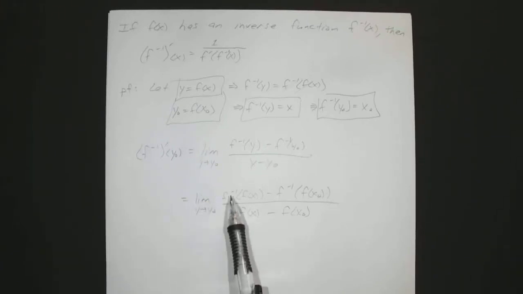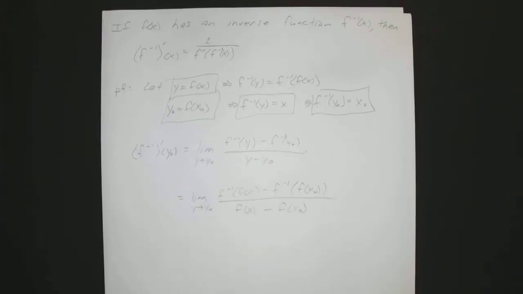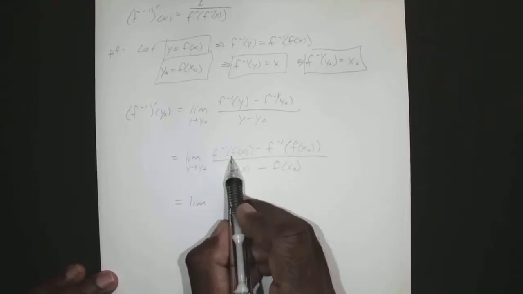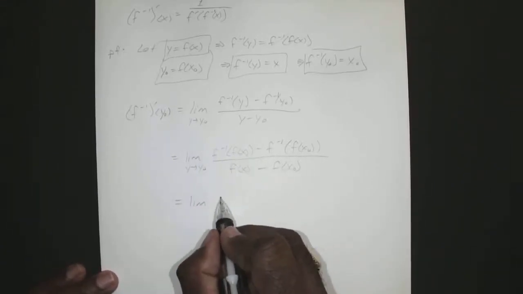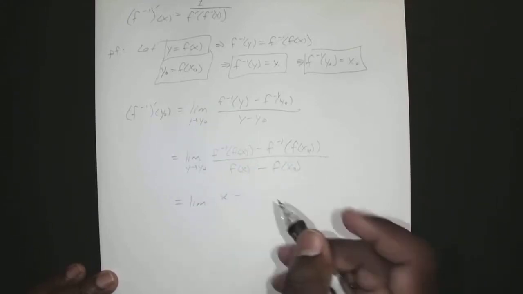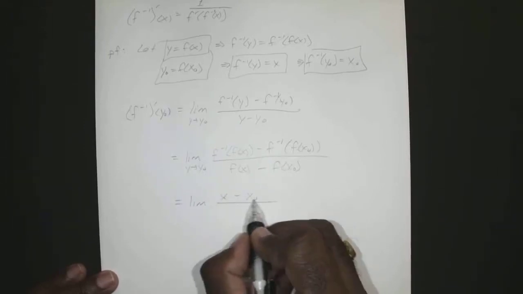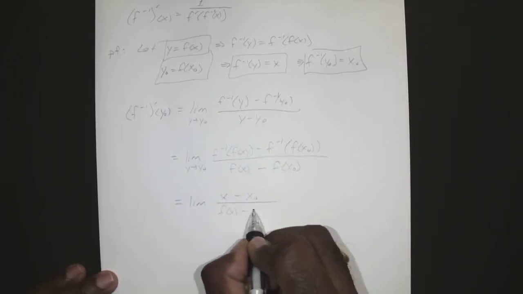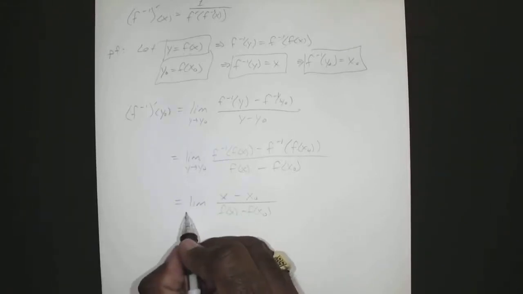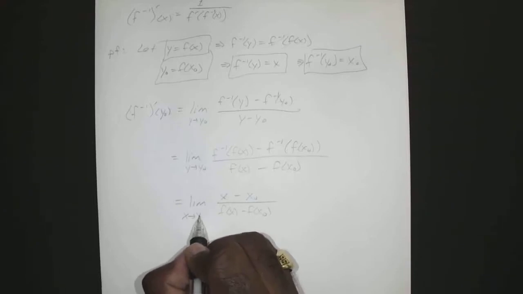Okay. So we already know that the inverse and the function kind of cancel each other out. So here we end up with x, minus here we'll end up with x0 all over f of x minus f of x0. Okay, so we're no longer dealing with a limit with the variable y, so in this case it's now as x approaches x0.